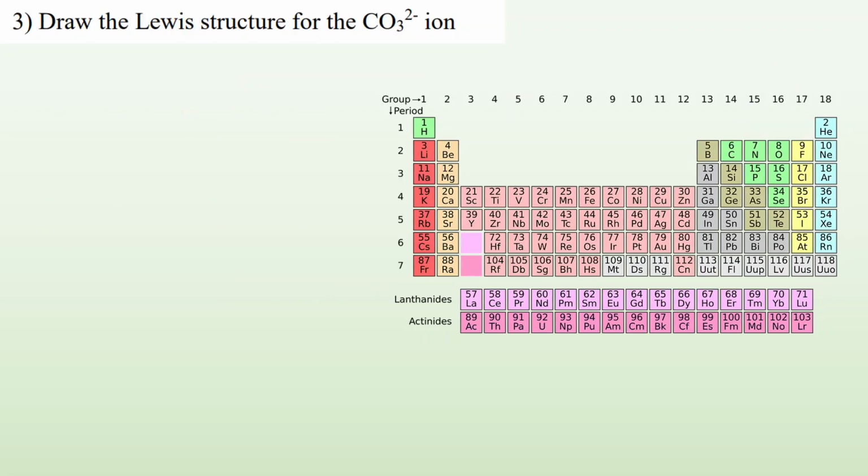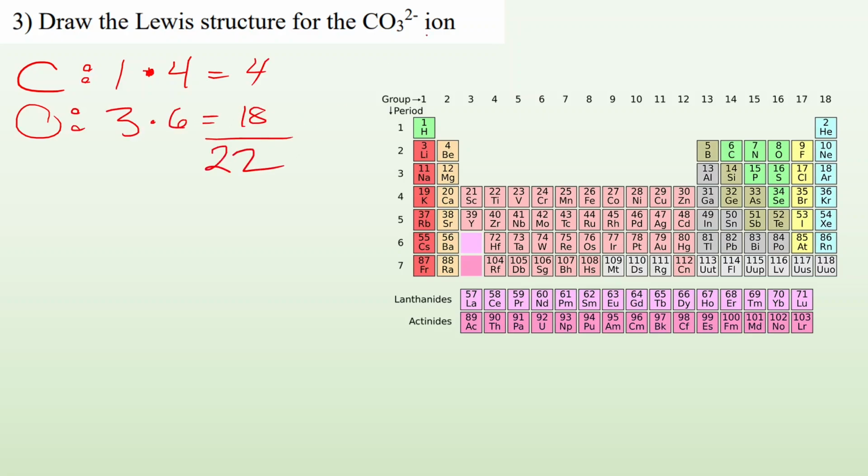All right, number 3, draw the Lewis structure for the CO3 2- ion. So same process, we got carbon, we got oxygens. All right, there's 1 carbon with 4 valence electrons, and we have 3 oxygens, each with 6. I have 18 from the oxygens, I got 22, but this -2 tells me that there are 2 more valence electrons, so I have a total of 24 valence electrons.